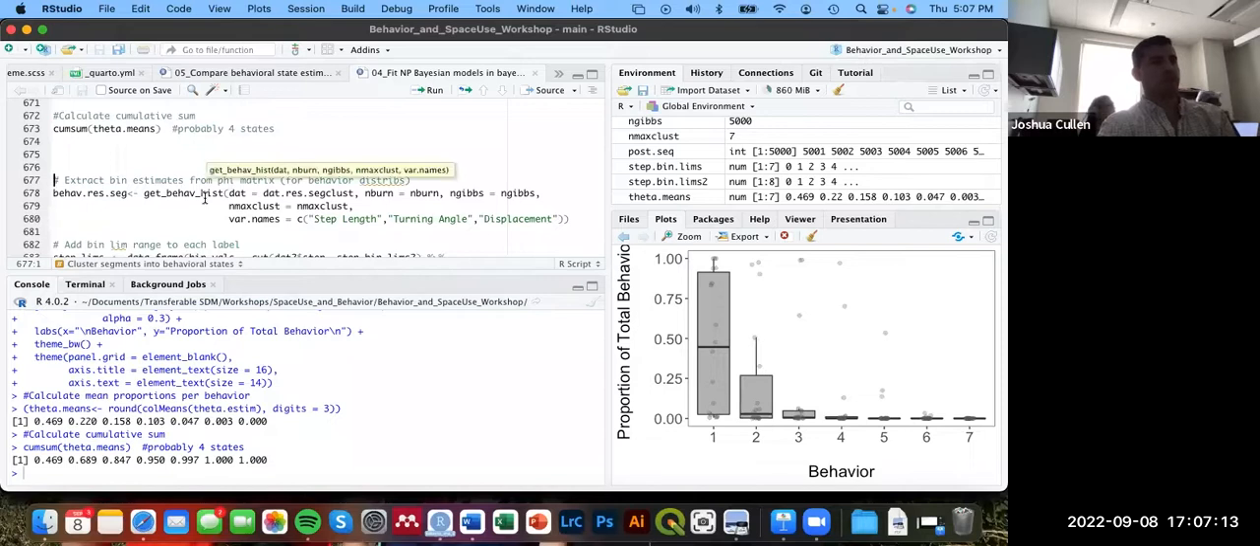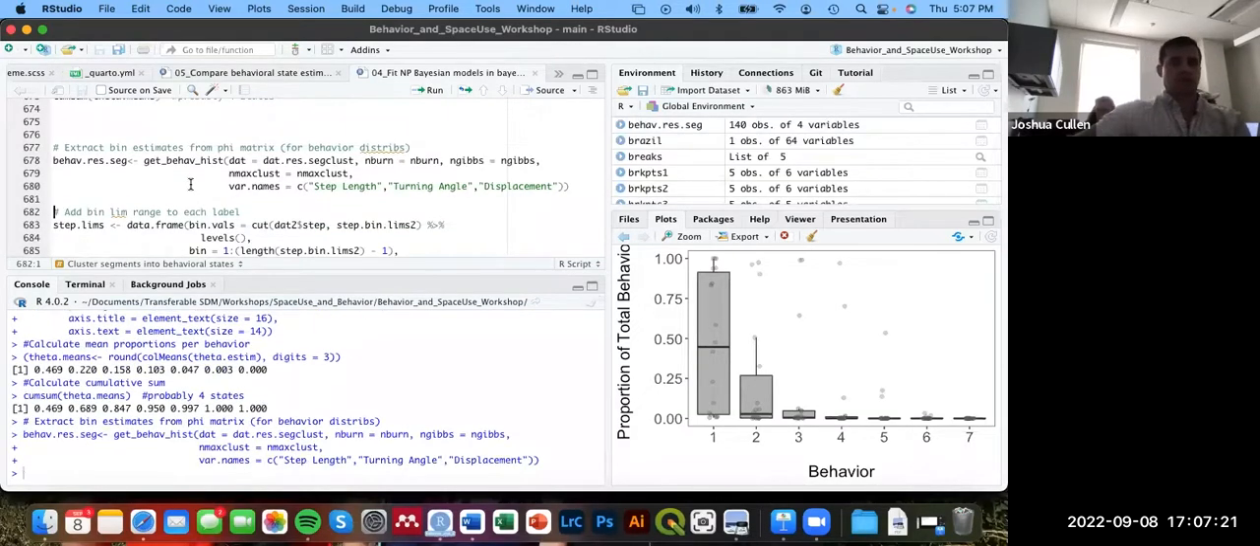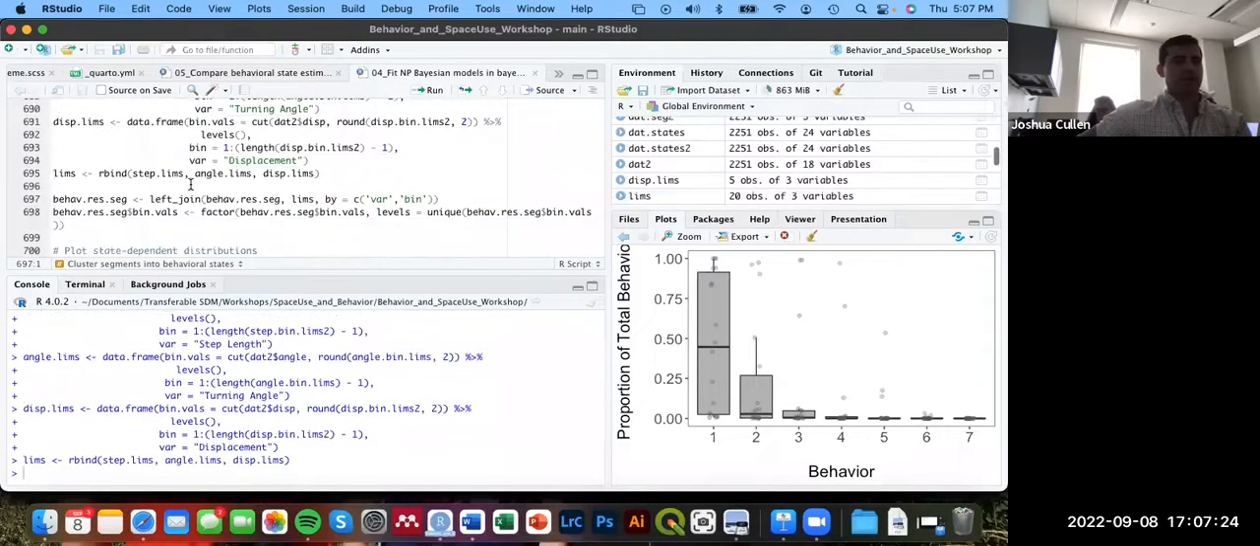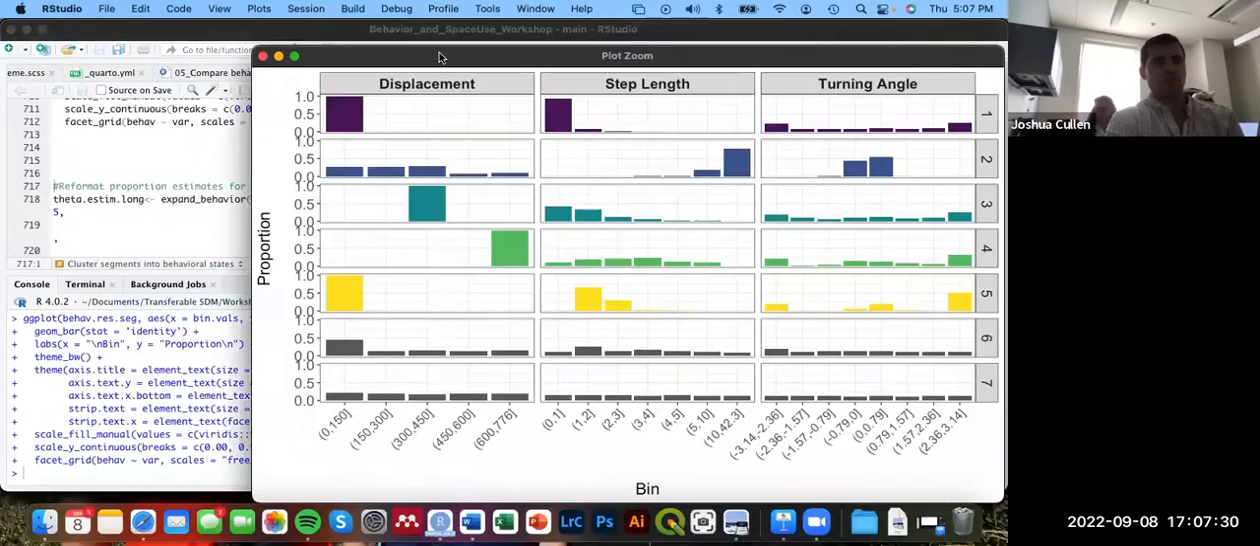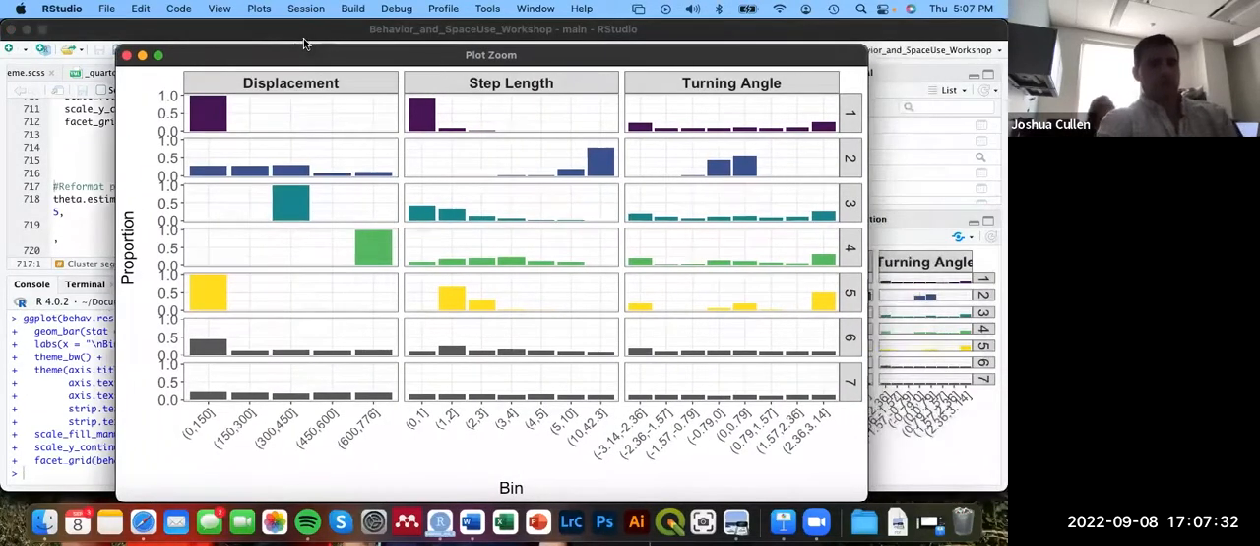So again, we're going to use this get behave hist function to extract these state-dependent distributions from the phi matrix, and again, define the x-axis labels properly, and then plot our results. Okay, so what we have here is the 7 different possible states, which are these rows, and then our columns again are these data streams. And I've highlighted or colored 5 states, indicating that there's potentially likely 5 states that are present.